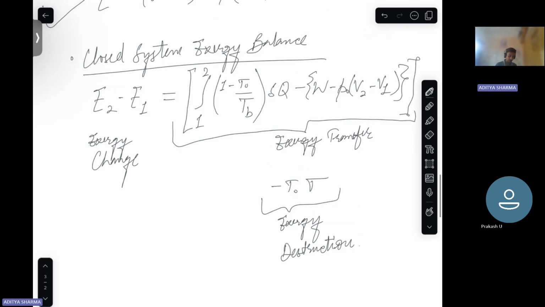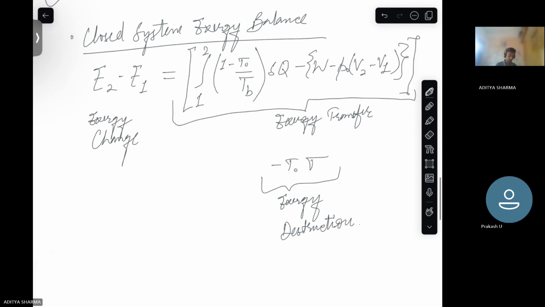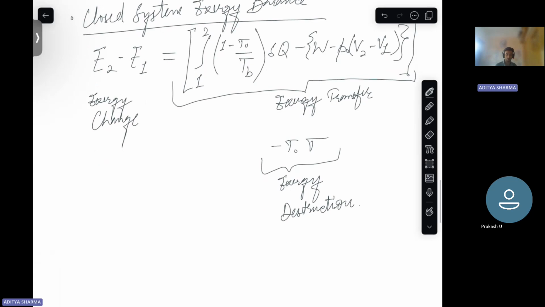And then for steady state conditions, this exergy change is zero, right? So obviously the term steady state means things are steady. In that case, the exergy change is zero.